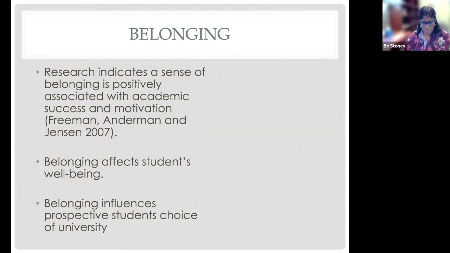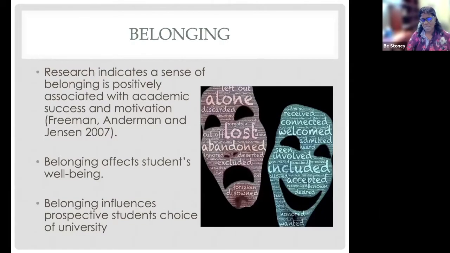I spoke to a young man who said, I chose K-State because they were very accepting. He said, and I'm gay, and I just love the way K-State made me feel accepted. That speaks volumes to me, because when you look at the two masks here, we don't want our students to feel like they are alone or lost on our campuses, but we want them to be received genuinely. We want them to feel welcome and connected to the classrooms, but we also want, as faculty, to have them connect to us.